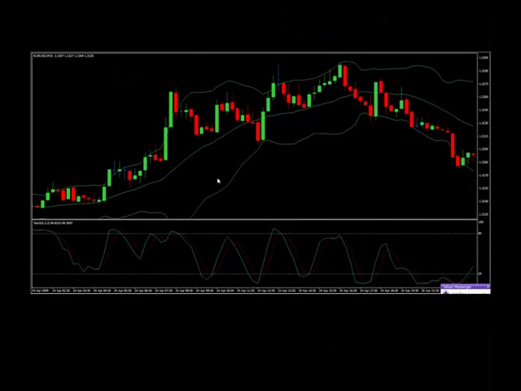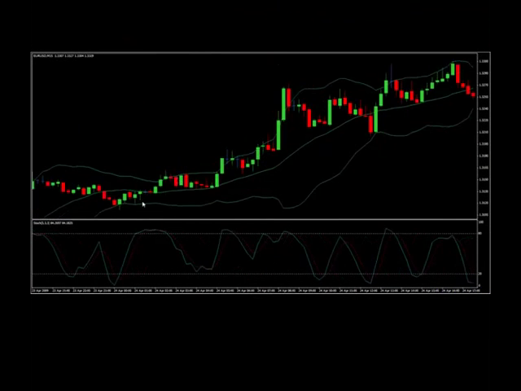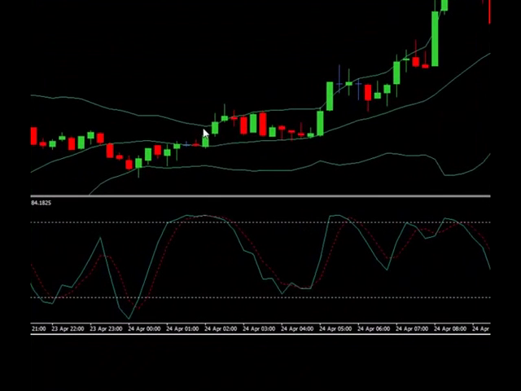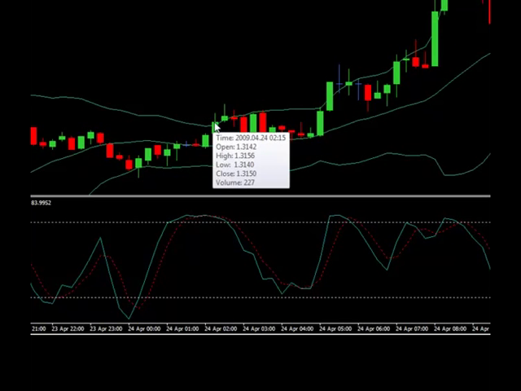Now, how this works is we're looking for price action. As price moves in a certain direction, if you see a close outside of our Bollinger Bands, for example, this is a long trade. It's a green candle closing outside. The moment this happens, we want to look down and see if we're in the overbought or oversold area. Since we're going up, we were in the oversold.